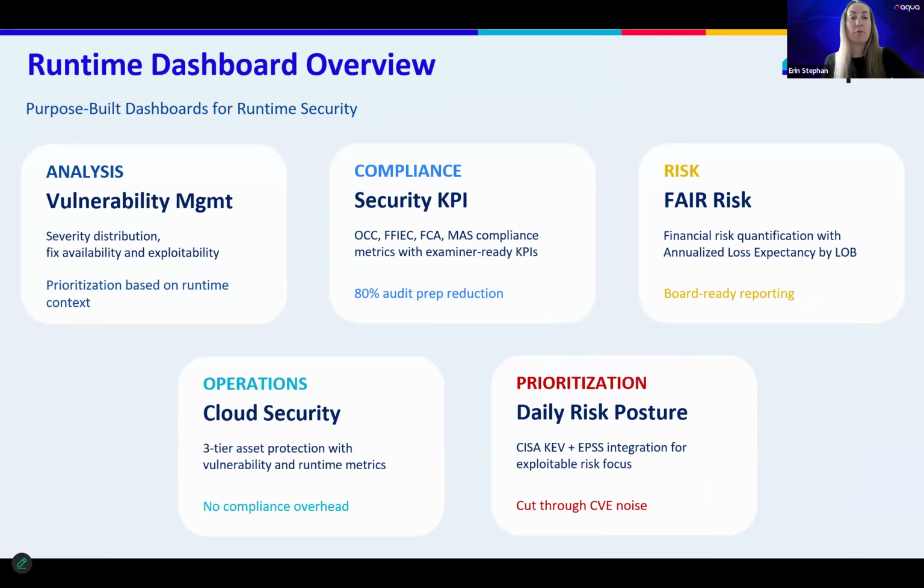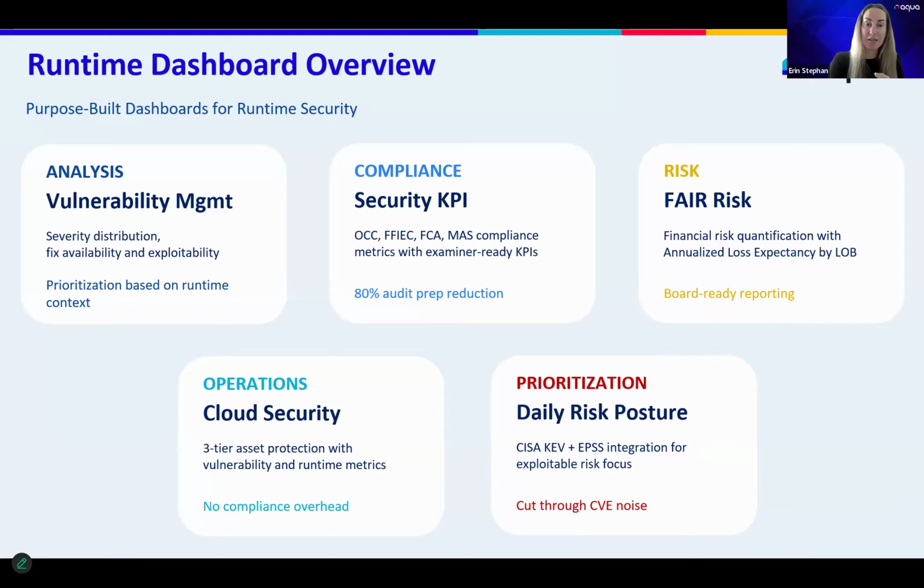So what we're going to be showing, what we'll touch on, is our new Runtime Security Dashboard Suite. This is our new suite of dashboards. If you came to visit us at RSA, you might have seen some of this, but what we'll really be focused on is an overall demo of these dashboards, and what we're going to hone in on is our FAIR risk dashboard. What we have available is the vulnerability management dashboard, our security KPI dashboard, measuring across key KPIs, our FAIR risk, so again, being able to take that runtime security information, put a dollar figure on it, and analyze based on an annualized loss expectancy.